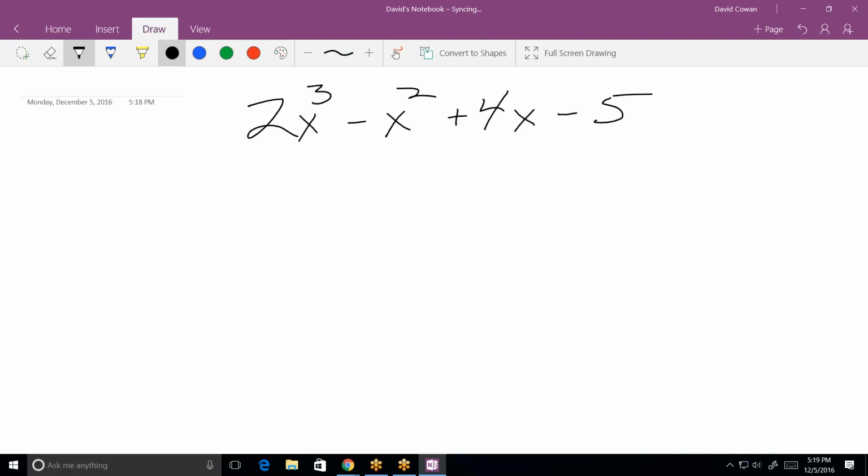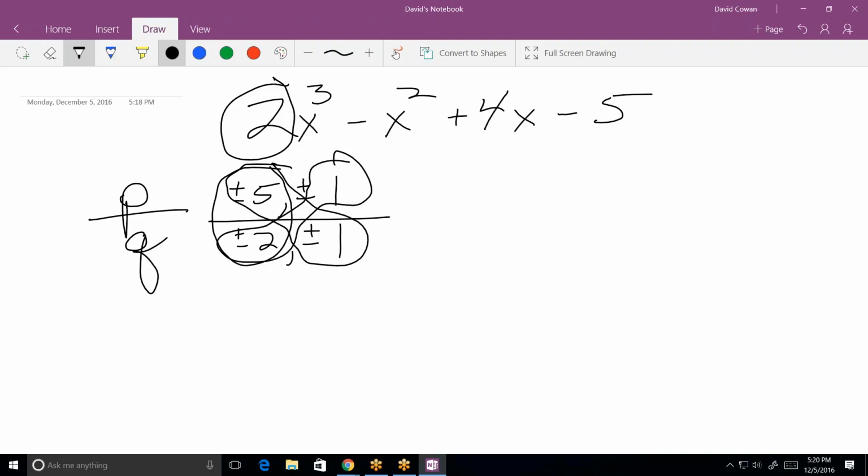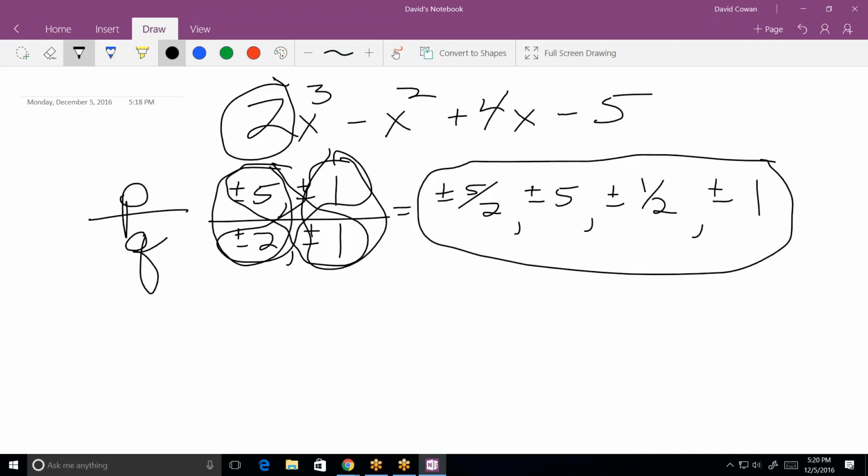Well, the normal way I would factor this would be if there's a rational factor, it's going to take the form P over Q, where P are all of the factors of my constant, which are plus or minus 5 and plus or minus 1. And Q are all of the factors of the coefficient of the largest term, which is plus or minus 2, plus or minus 1. Now I take all combinations, which gives me plus or minus 5 halves, plus or minus 5, plus or minus 1/2 and plus or minus 1. So what my theorem says is that one of those 8 numbers has to be my 0.